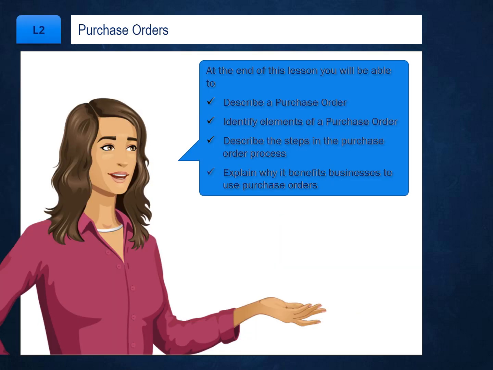This is Lesson 2. Lesson 2 covers purchase orders in detail. At the end of this lesson you will be able to describe a purchase order. Identify elements of a purchase order. Describe the steps in the purchase order process. Explain why it benefits businesses using purchase orders.